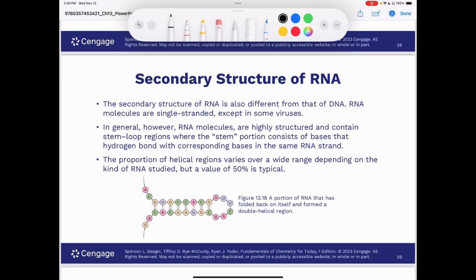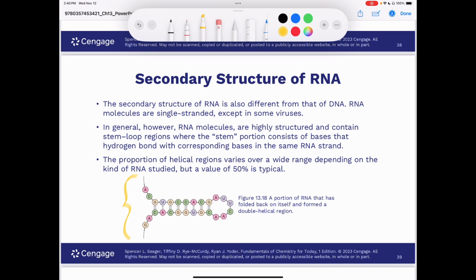The secondary structure of RNA is also different from that of DNA. RNA molecules are single-stranded, except for in some viruses, and consequently, an RNA molecule need not contain complementary base ratios of 1 to 1. In general, however, RNA molecules are highly structured and contain stem loop regions where the stem portion consists of bases that hydrogen bond with the corresponding bases in the same RNA strand.